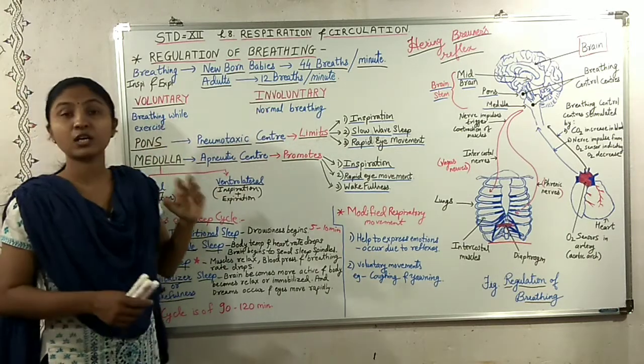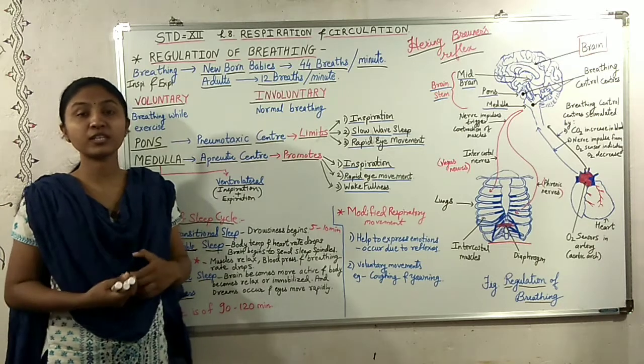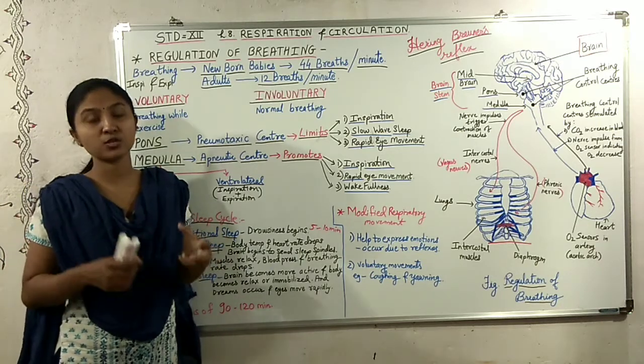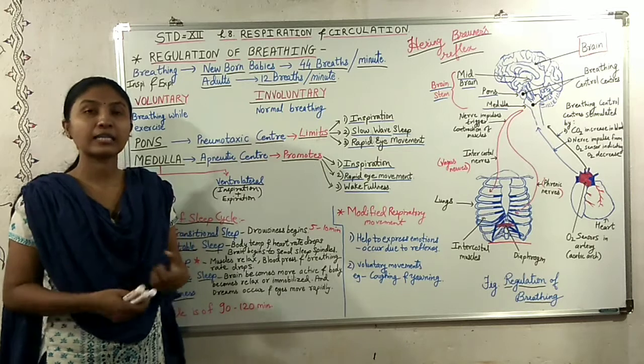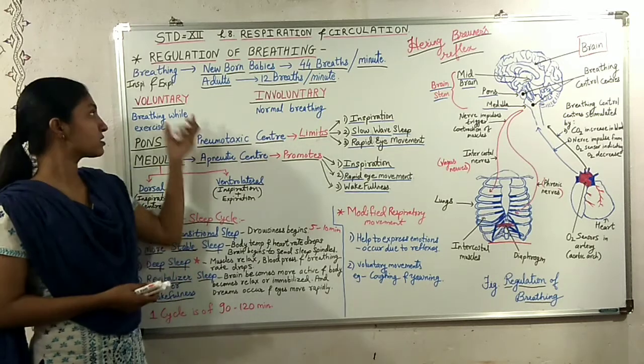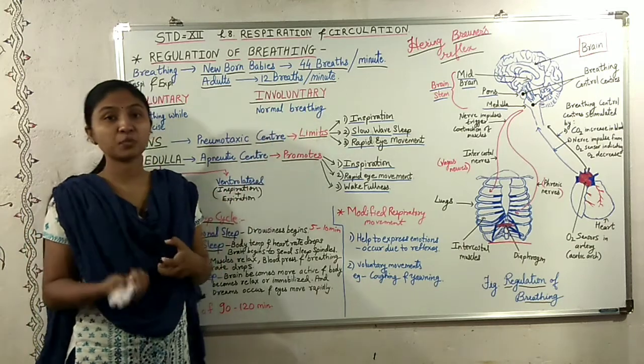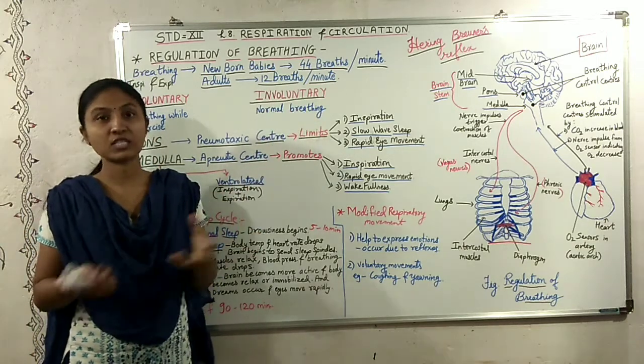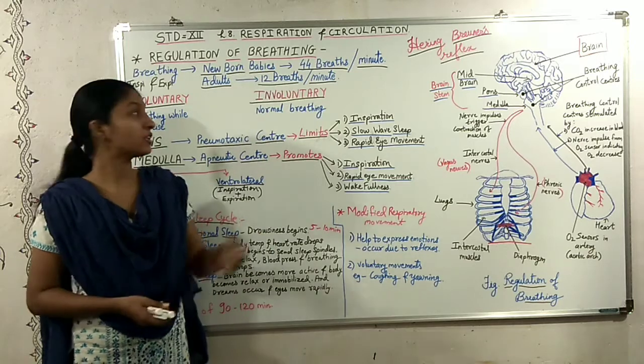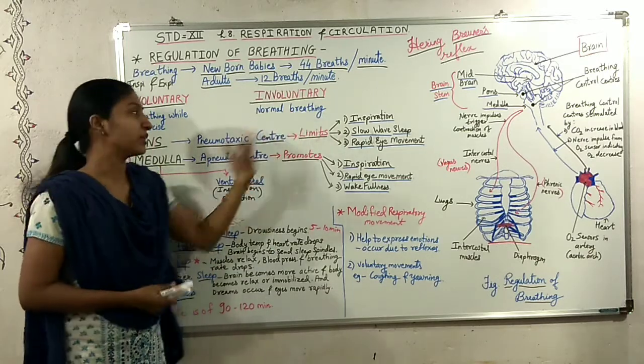Voluntary breathing means controlled. When we control the breathing, for example, when we exercise or when we perform yoga, at that time we control the breathing. So that is voluntary breathing. Whereas involuntary breathing, normally when we speak, when we sit, or when we sleep, at that time the breathing is done, that is involuntary breathing.